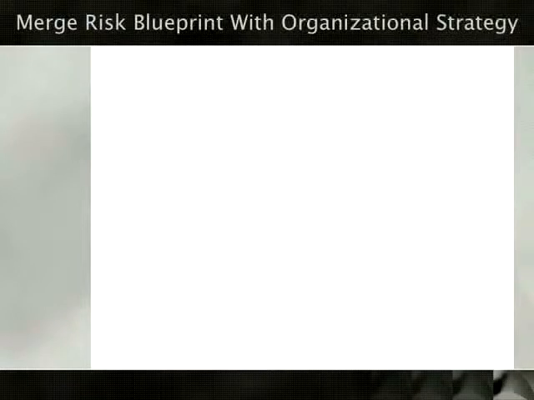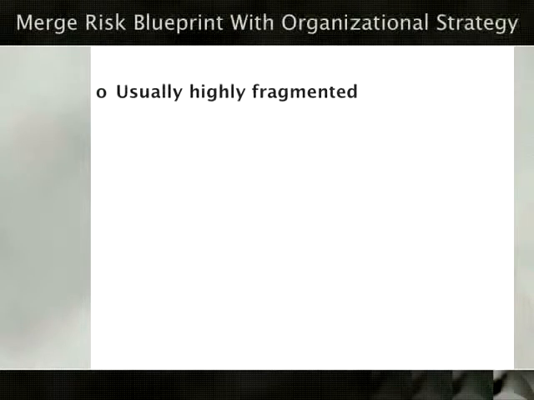The fourth step in our process is merging your risk blueprint with the organizational strategy. By this point, the bank should have its overall strategy in what they're trying to accomplish. Problems that have arisen is because usually within a bank, or many other companies for that matter, it's usually highly fragmented. As we'll see in the next slide, different processes are handled in different places, and confusion can arise very quickly.